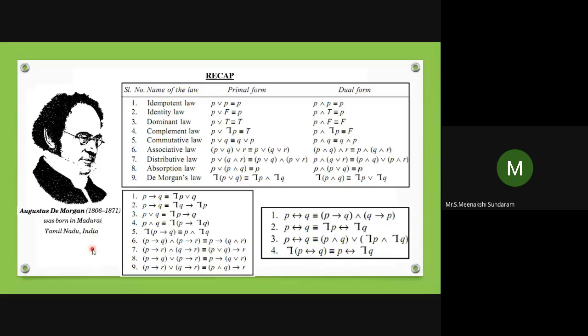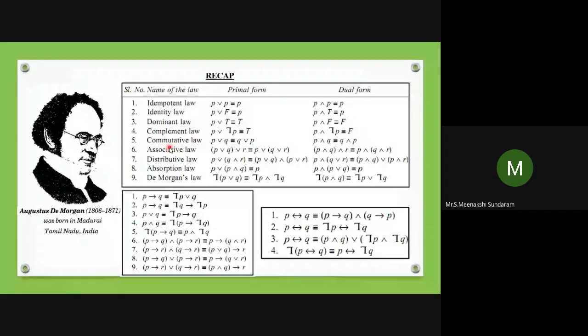The names of the laws we studied in the last class: the idempotent law, if both inputs are the same, either conjunction or disjunction, the output is the same. You can use the three-line equal sign for logical equivalence, or simply write the biconditional symbol. Identity law: one of the terms should be true or false. P disjunction false is P, P conjunction true is P. Dominance law: P disjunction true is true, P conjunction false is false.